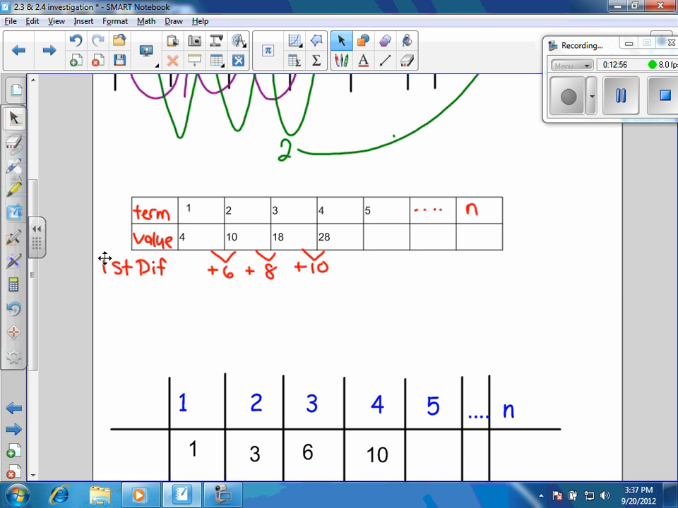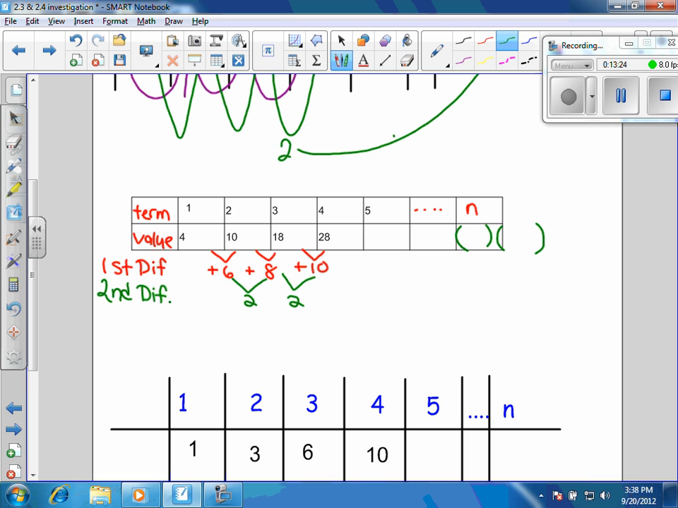So once you have a first difference that's not common, we know it's not linear, so we have to take a second difference. The second difference is common, right? It's 2. So it's a constant second difference. That tells us it's a quadratic, which means we're going to have a multiplying pattern. We're going to have 2 things multiplied here.